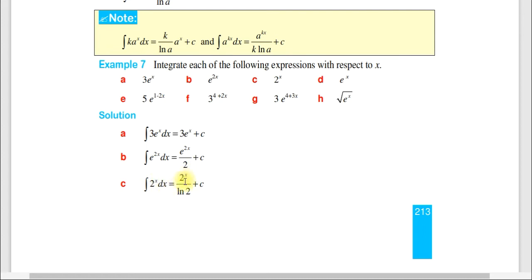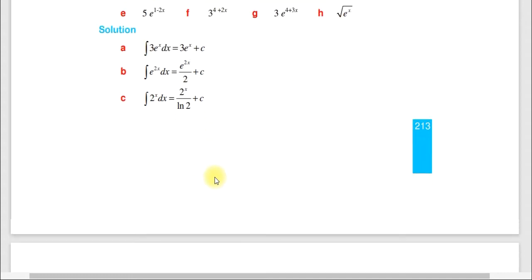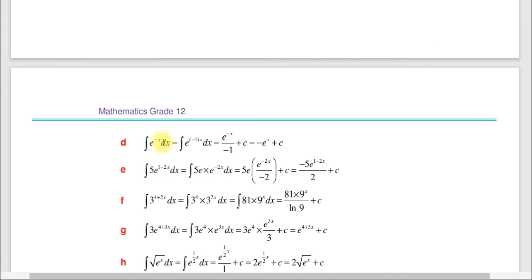a to the power of x over ln a, we said, is the result. So 2 to the power of x over ln 2 plus c. Then for d, e to the power of minus x dx: the integral of e to the power of minus 1 times x dx. This is the same as before. So e to the power of minus x over minus 1 plus c, which is minus e to the power of minus x plus c.